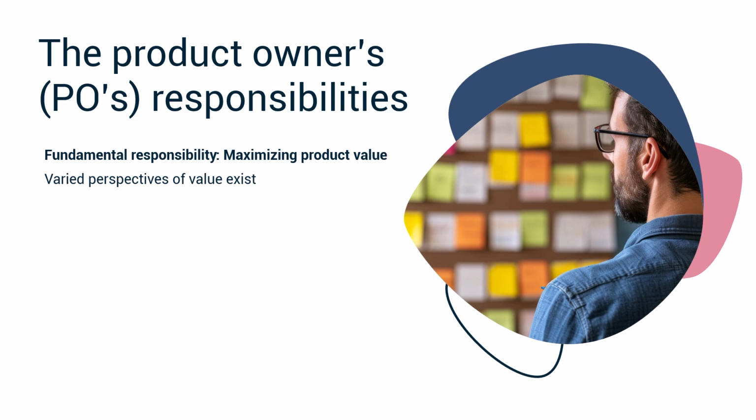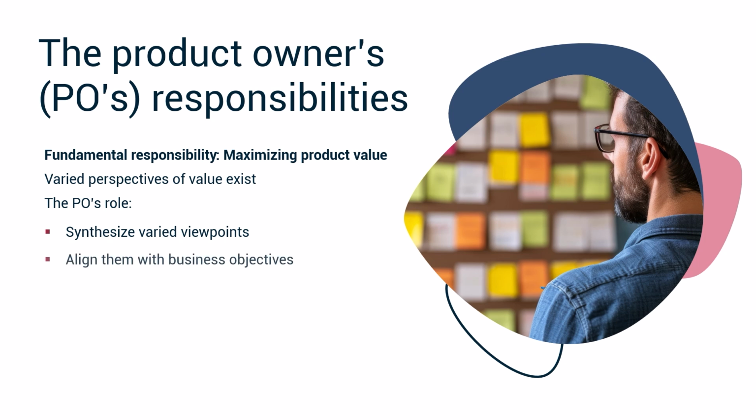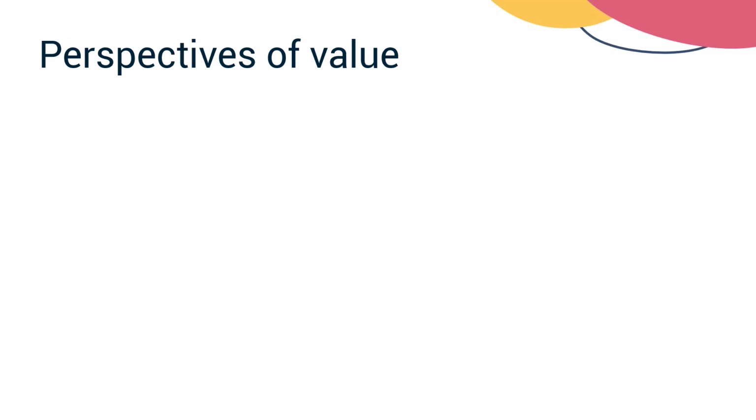Maximizing product value is a fundamental responsibility of the product owner, or PO. However, value varies depending on perspective. Business stakeholders, customers, and end users often define value differently. The PO must synthesize these viewpoints, align them with business objectives, and translate them into actionable user stories and prioritized backlog items. Let's examine how value is perceived from different perspectives.